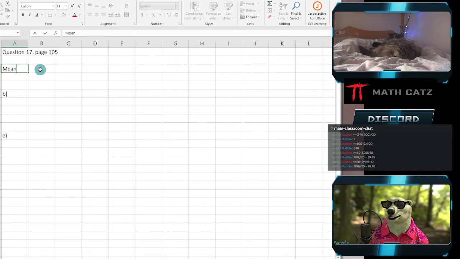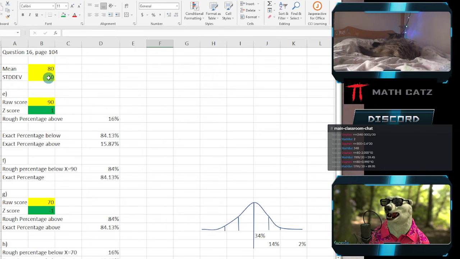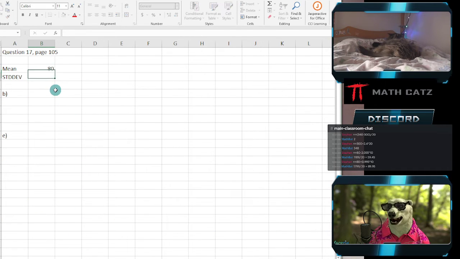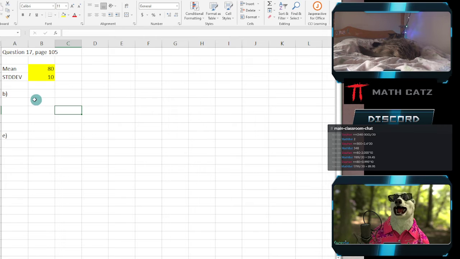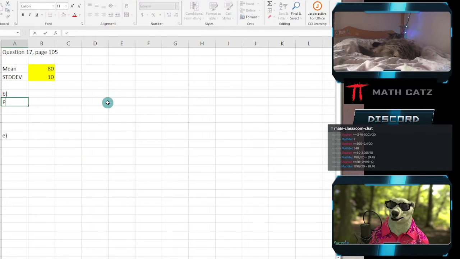Now, not to overlap with the other question, I'm just going to give myself some space and remember the mean and the standard deviation. 80 and 10. Those are inputs, and I remind myself, just a good habit to get into. So now I want to work with 16%, and I want to be in the bottom 16%. So now let's say the percentage below is 16%, like so.